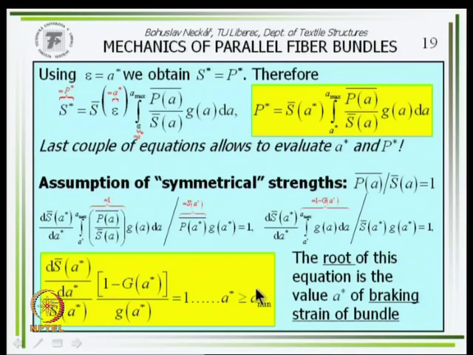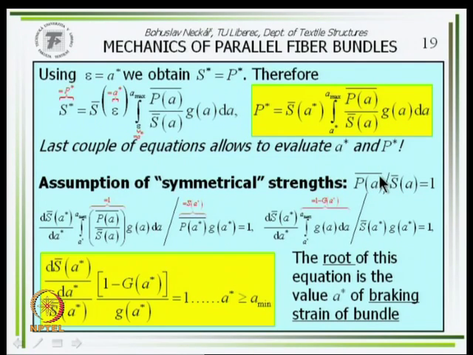And when we have the breaking strain of bundle, then we use our general equation for force per one fiber in bundle, and in place of epsilon we put A star, the breaking strain, so that we obtain P star, which is the breaking force per one fiber at the break moment of bundle. Yeah. So the last couple of equations allow us to evaluate A star and P star.